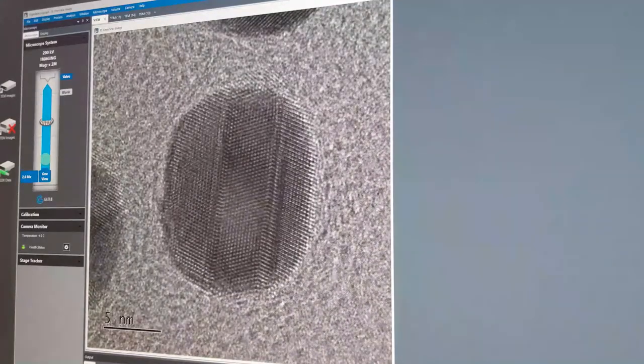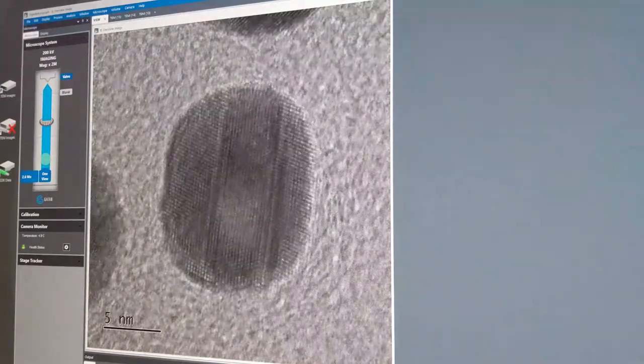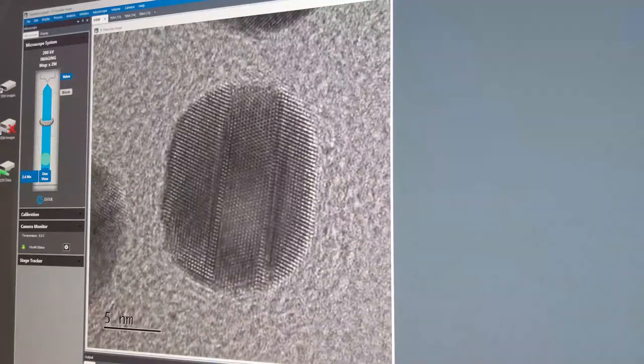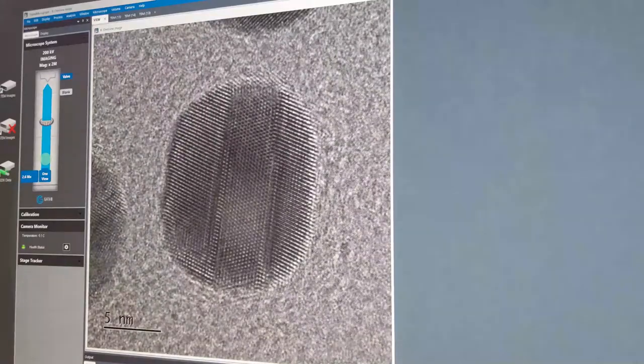I think that's all I was going to show you today in the TEM. I hope you've enjoyed this demonstration, and I certainly have.